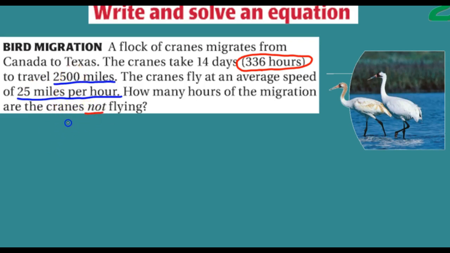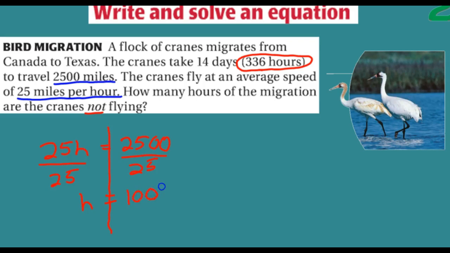So, because we're looking for not flying. So if we get 25, we don't know how many hours it takes them, so we're going to put an h there, or any variable that you want to, equals 2,500. If we divide this by 25, and divide this by 25, we get h equals 2,500 divided by 25, that's 100.